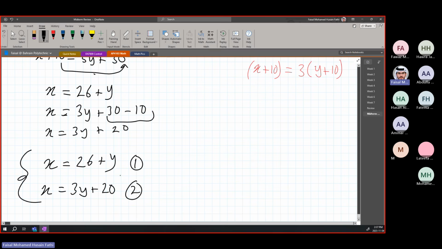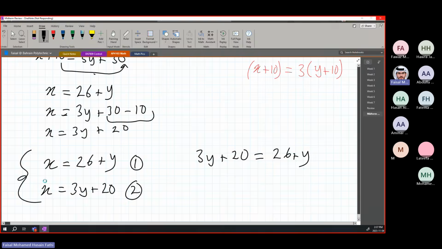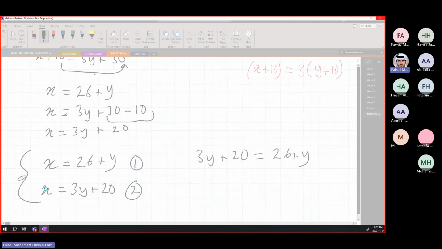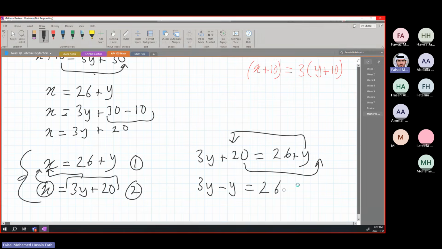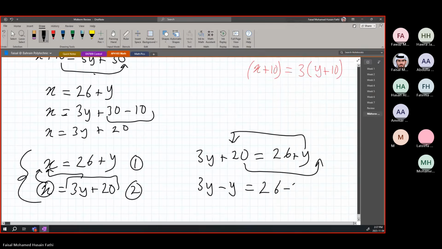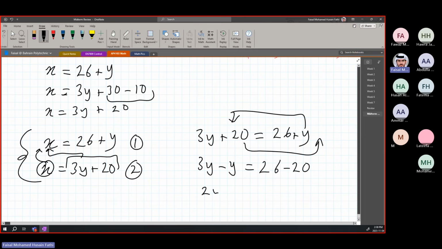Solve the simultaneous equations. I will do substitution for x because it's going to be very easy. So 3y plus 20 is going to be equal to 26 plus y. What I did is I substituted the x from equation 2 into equation 1. And then you can solve for y. 3y minus y, we take this y to this side, and the 20 to the other side: 26 minus 20. So 2y is equal to 26 minus 20, which is 6, so y is equal to 3.